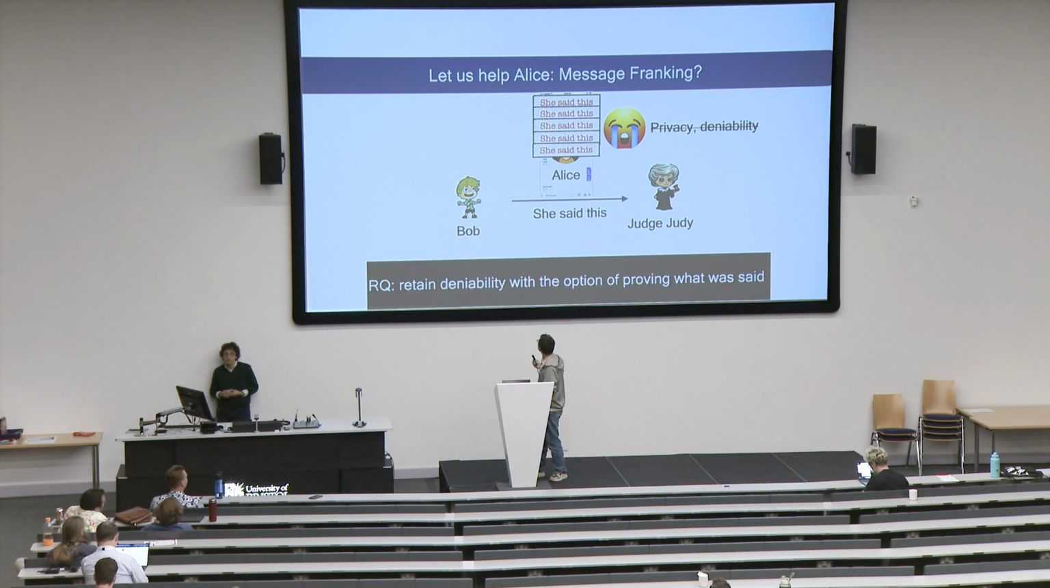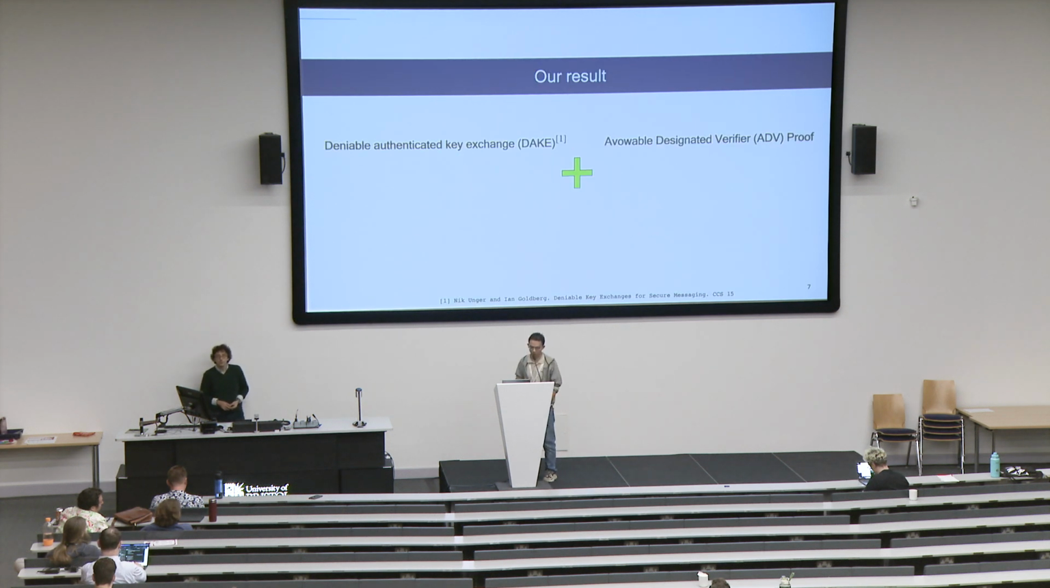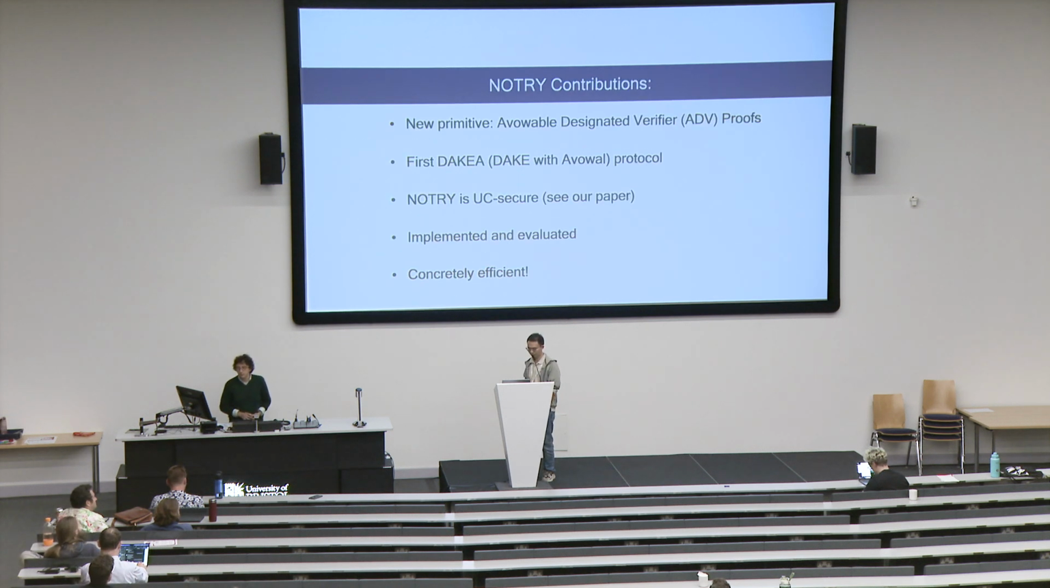So our question is: we want to retain deniability while having the option to prove what was said. The ideal protocol is one where the two parties consent to prove, okay, this is our conversation history, we are the source of the message. This is what we mean by avowal. Our result is to combine a deniable authenticated key exchange protocol with our new notion, avowable designated verifier proof.